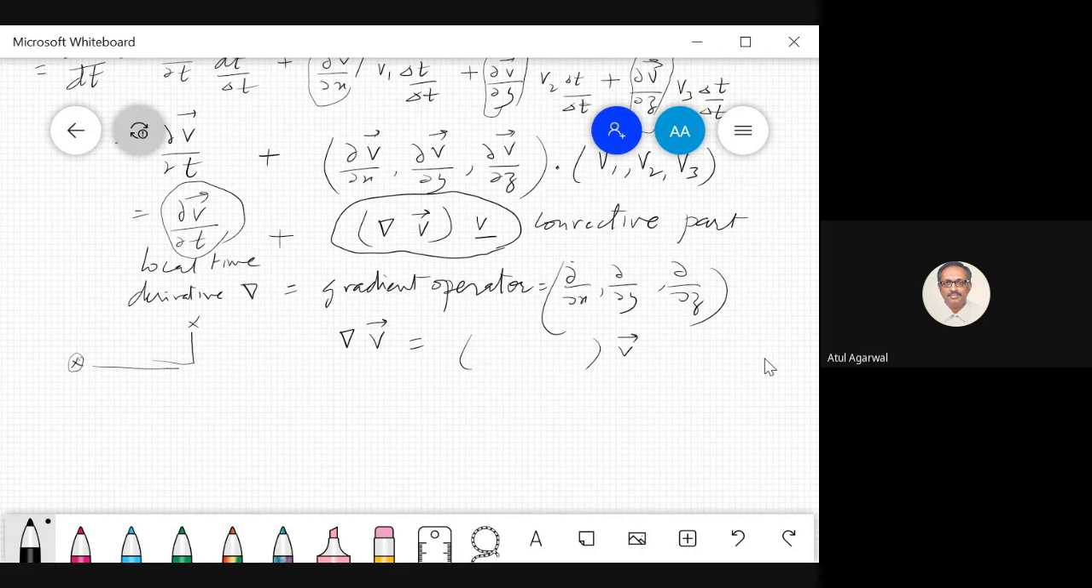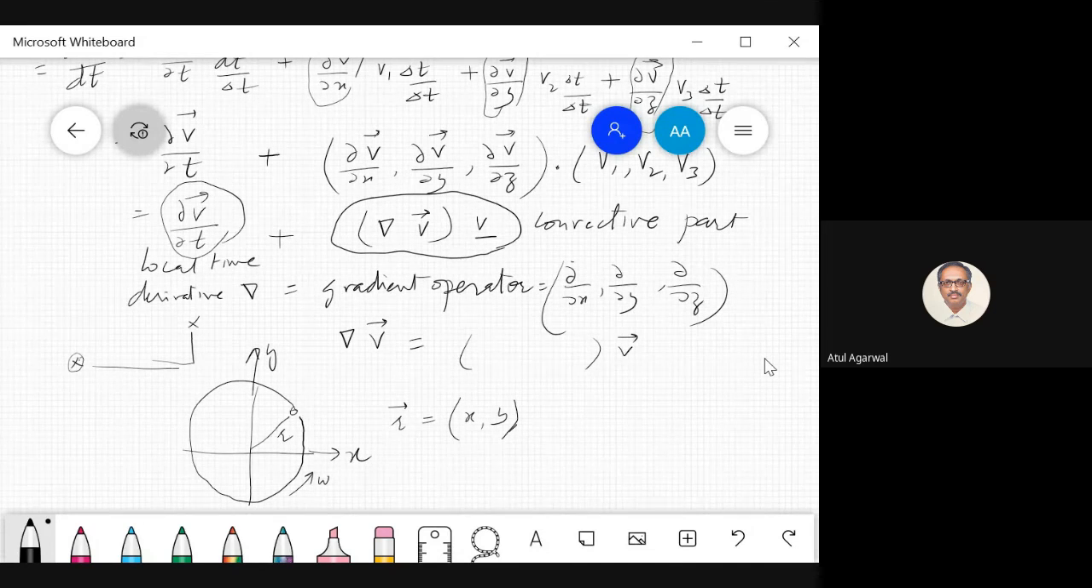Now we'll take a simple example. Suppose you have a particle in space going around in a circle. So this is my x coordinate, y coordinate. This is my position vector of the particle, x, y. Suppose particle is going around in a plane. Now it is going around with an angular velocity omega about z-axis. So what is its velocity? You know velocity of this particle A?